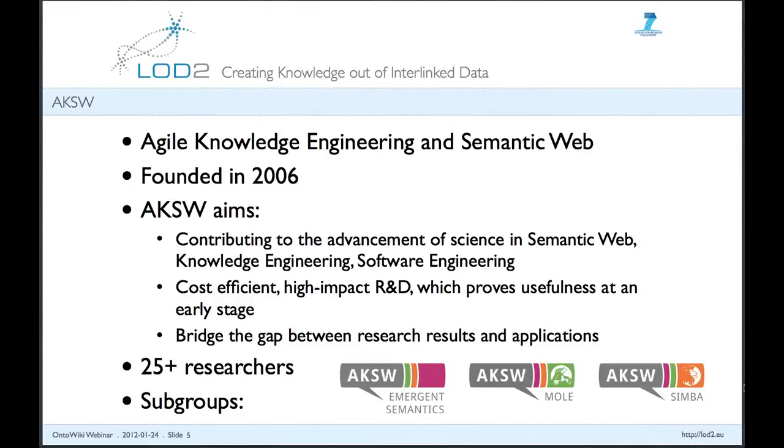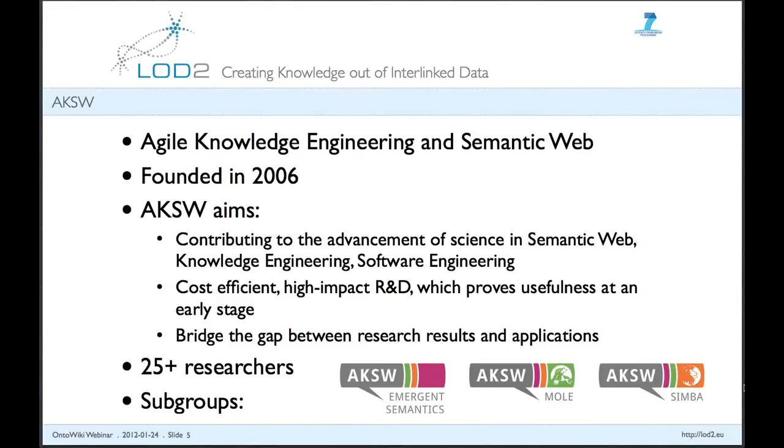And the aims of our working group are the following. First, we want to contribute to the advancement of science in semantic web, knowledge engineering and software engineering. The second aim is that we want to provide cost-efficient, high-impact research and development which proves usefulness at an early stage. And last but not least, we want to bridge the gap between our research results and real-world applications. And we are currently 25 plus researchers, including, of course, research assistants.